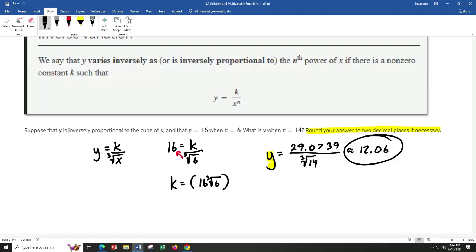And realize once again, I just read the problem and did exactly what it said. When I saw inverse, I'm dividing. When I see directly proportional, I'm multiplying.